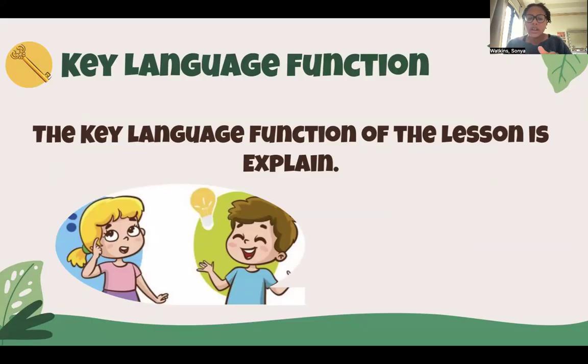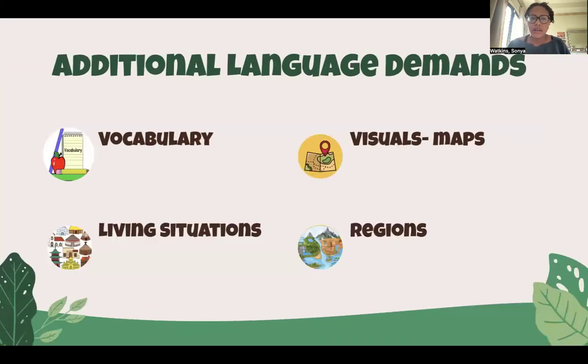Like this image right here, the boy student is explaining something to the girl. I want the students to be able to show me that they have an understanding and a mastery. That's my goal with this lesson.